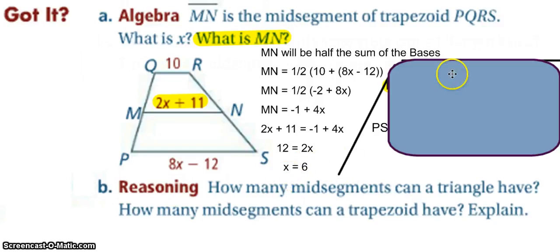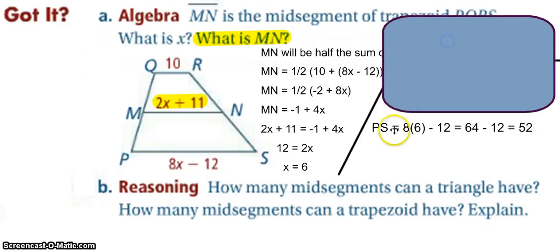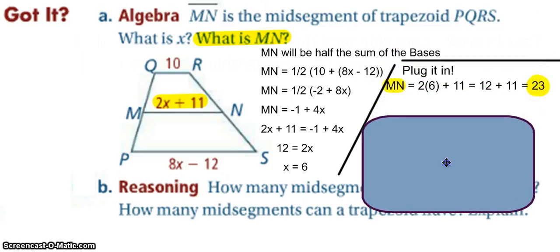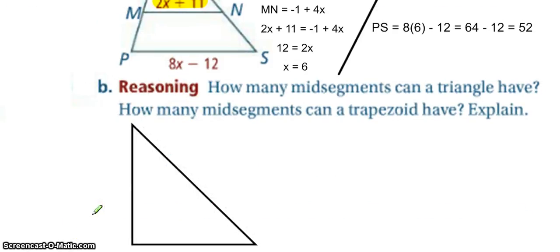Now that I have my x value, I can plug it in and check for things. So the first thing I did, it wasn't really necessary, but I wanted to see how long was the base on the bottom. But when I do my math plugging in 6, I get that it's actually 52. And when I do my math to solve for the mid segment, I just plug in 6 for the x, and I get 2 times 6 plus 11, which is 12 plus 11, which is 23. Take a moment to think about B. How many mid-segments can a triangle have?